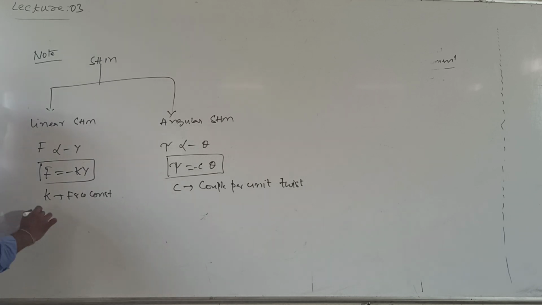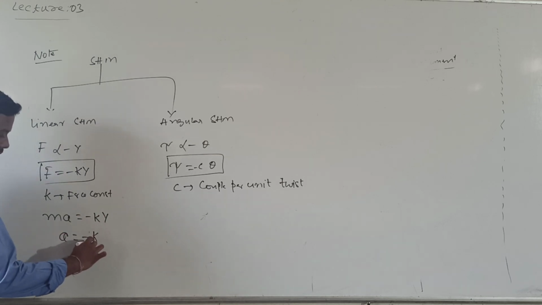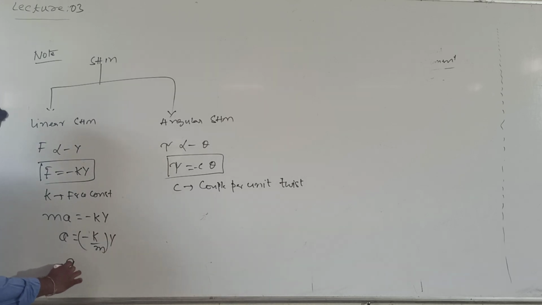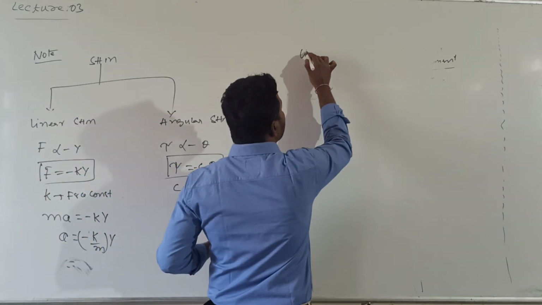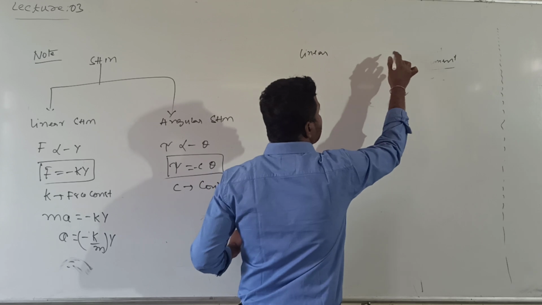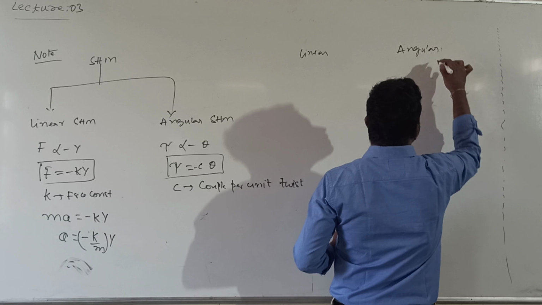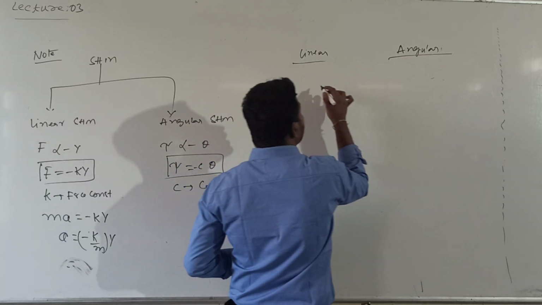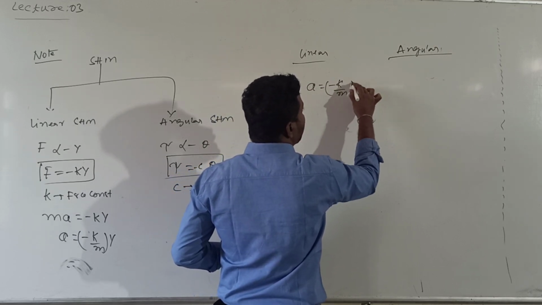From this, F is equal to ma, which is equal to minus k into y. From this, the acceleration a is equal to minus k by m into y. I will write this side: this is for linear SHM, and this is for angular SHM. So under linear SHM, what is the acceleration I got? a is equal to minus k by m into y.